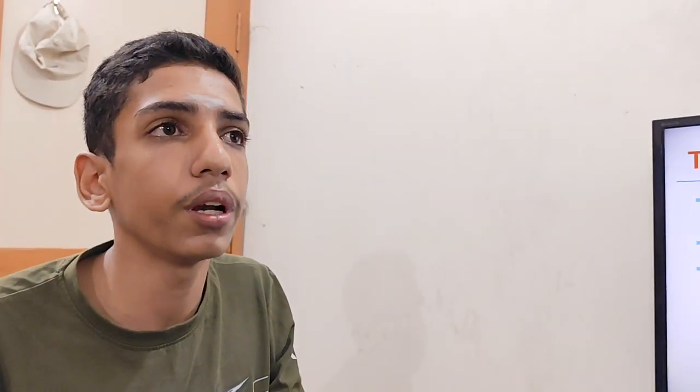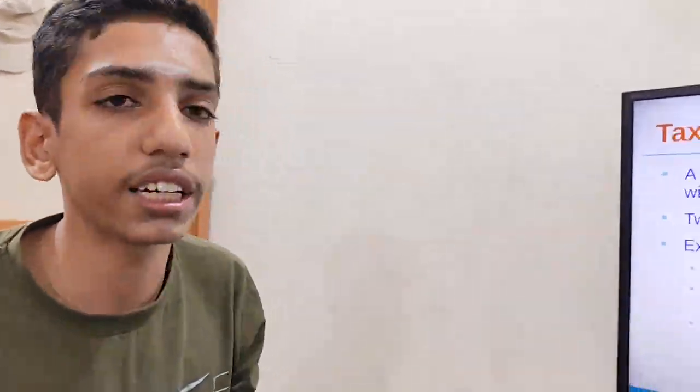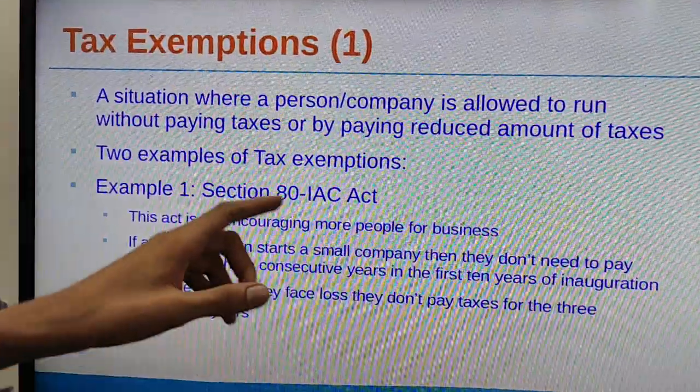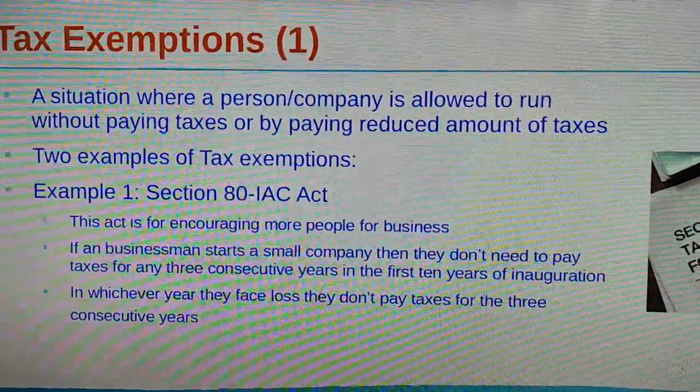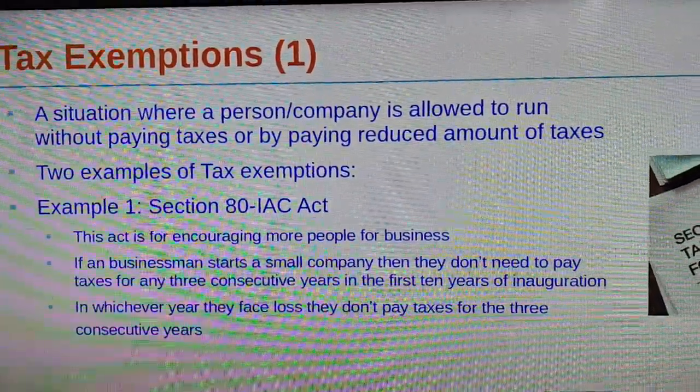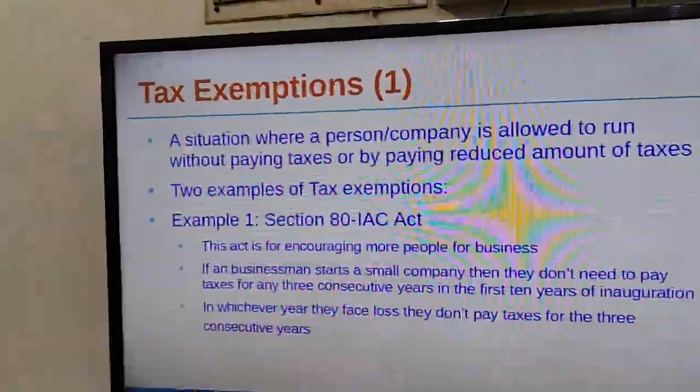Tax exemptions. For example, if we help others, then the government will reduce some tax for us. It is called tax exemptions. Sometimes a person or a company can pay reduced tax. The first example is Section 80 IAC, which is in our constitution.